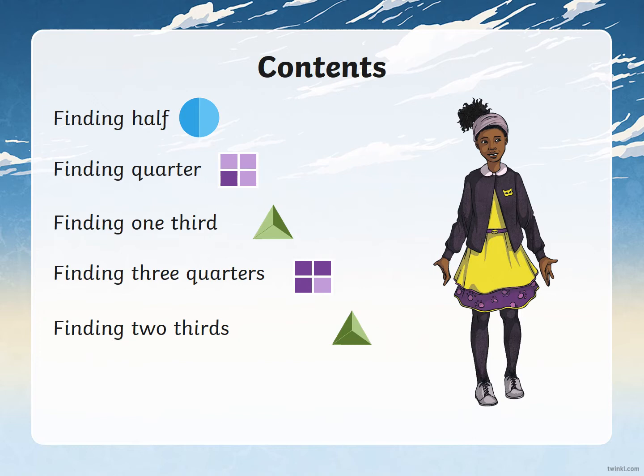So, finding half, remember we divide by 2, finding a quarter, we divide by 4, and finding a third, we divide by 3. We'll be looking at finding 3/4, because basically if you know 1/4 by dividing by 4, and then you add 3 of those amounts together, and the same with finding 2/3. You'd find 1/3 and then add 2 of those amounts together.